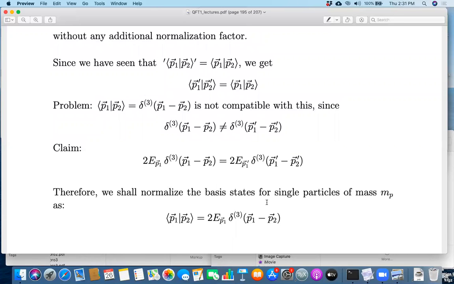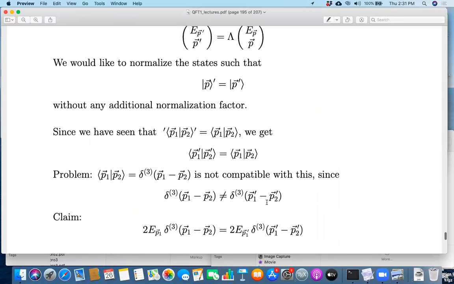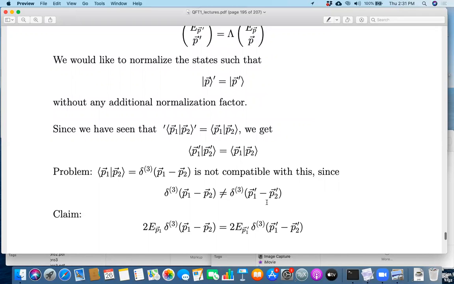Are there questions on this? Sir, instead of defining our states by 3-momenta, could we define our states by 4-momenta and then use delta⁴ of P1 minus P2?